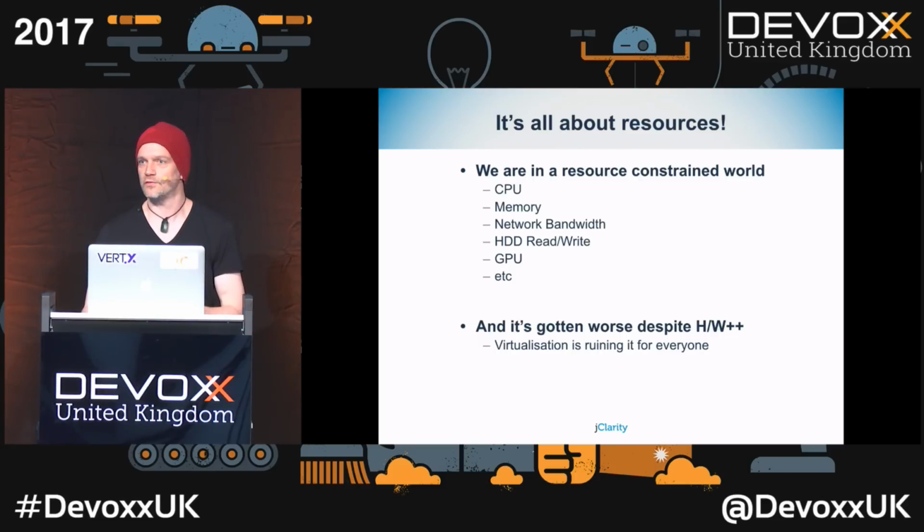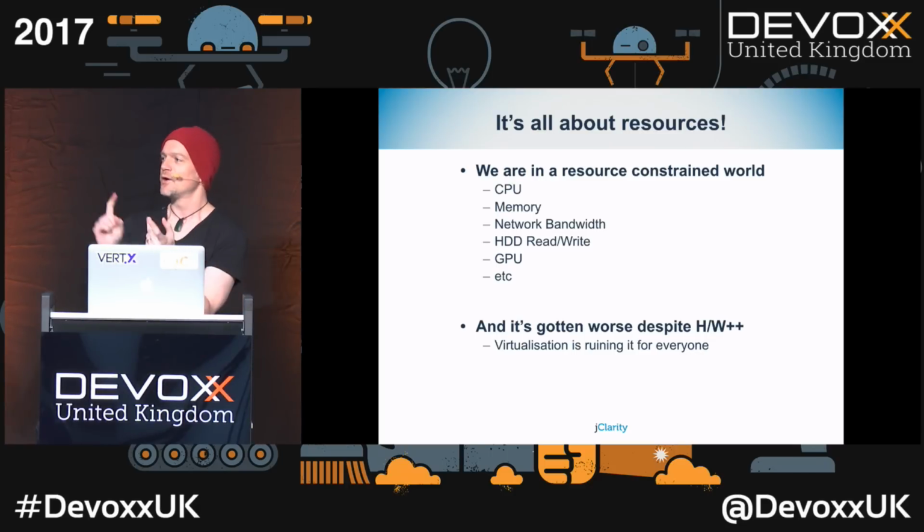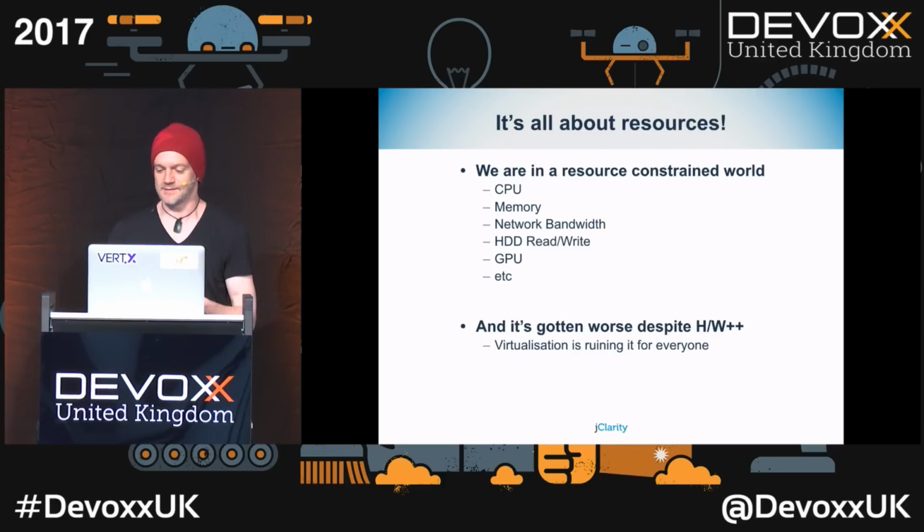Virtualization is making it worse for everyone. When you think about it, your code is now running on a Java virtual machine, which is running on a Docker container, which is probably running on a virtualized operating system, which is then running on a real operating system, which is then finally, maybe if you're lucky, running on some bare metal somewhere. It's not good. And every one of those layers takes a hit.